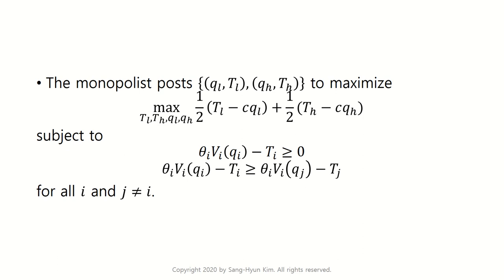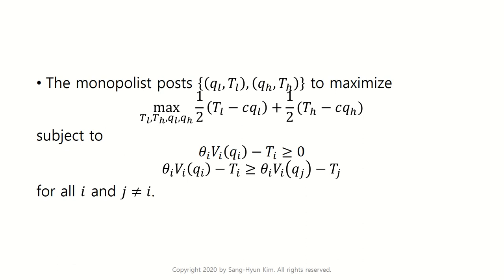And we have some constraints. How many constraints do we have? More than 2, right? We have 2, but as you can see, there are I and J, and I and J are L or H. So there are actually 4 constraints: 2 IR constraints and 2 IC constraints. The first type of constraint is the IR constraint. Theta I times V of QI minus TI must be greater than or equal to 0.